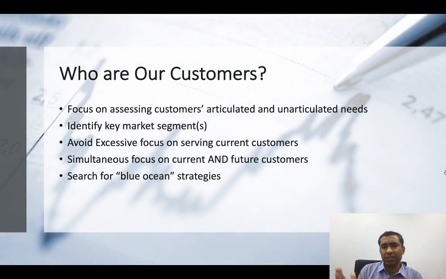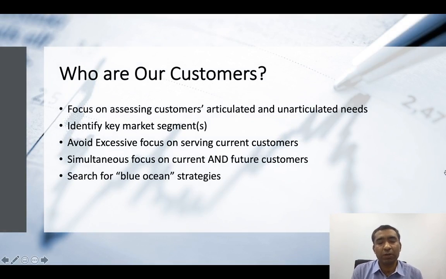Now let me briefly explain how we can do that. The first thing we should address is who our customers are. We can identify our customers by articulating all their needs, told or untold. Articulated or unarticulated needs means that we need to create a list or map down the customer's needs. Some needs they can tell us, but some needs they cannot articulate, so we have to assess from their behavior, from the market, or from the demand. So we have to assess the demands or the customer needs.